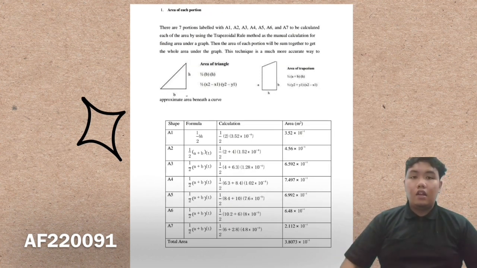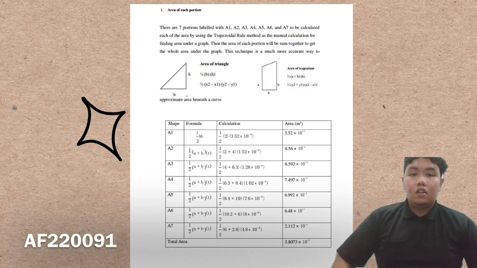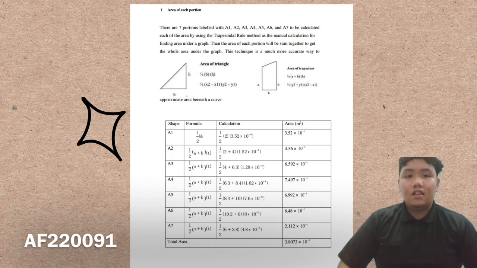For the area of each portion, there are 7 portions labeled A1, A2, A3, A4, A5, A6, and A7. Each area is calculated using the trapezoidal rule as the manual calculation for finding the area under the graph. Then the area of each portion is summed together to get the whole area under the graph. This technique is a much more accurate way to approximate the area beneath a curve.